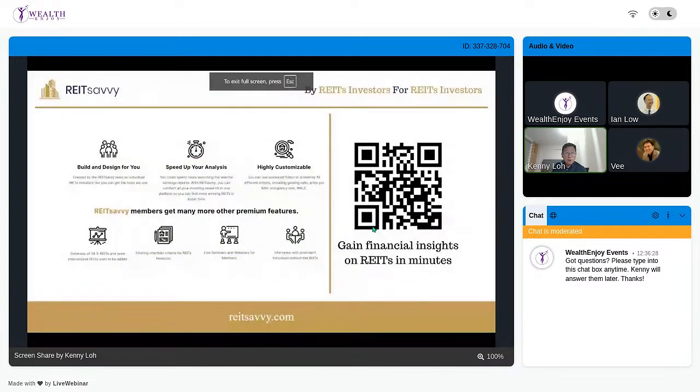All right. So if you want to get all the charts, those are free information based on a bubble chart. They are free. Only the REIT screener needs a subscription for you to get the individual information for the REITs themselves. You can scan this QR code to access the information I just presented.